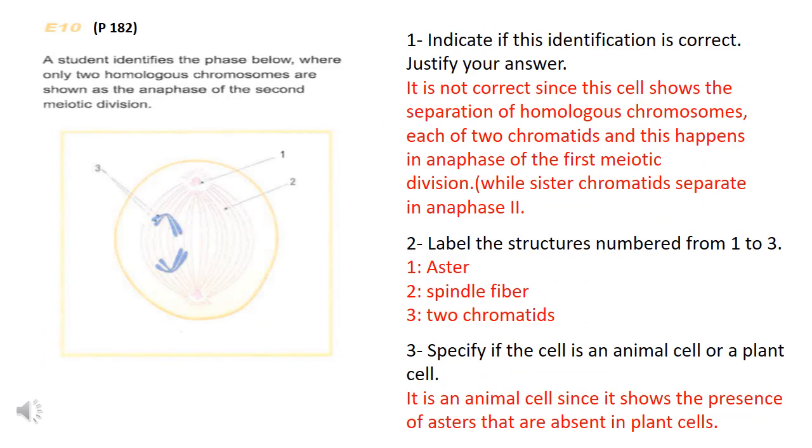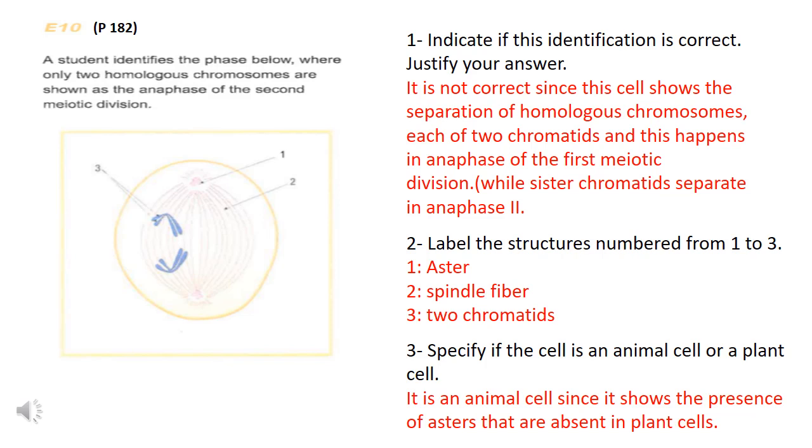Exercise 10, page 182. A student identifies the phase below, where only 2 homologous chromosomes are shown, as the anaphase of the second meiotic division. So the student said that this is anaphase 2. Question 1. Indicate if this identification is correct. Justify your answer. It's not correct since this cell shows the separation of homologous chromosomes, each of 2 chromatids, and this happens in anaphase of the first meiotic division. However, you know that in the second meiotic division, in anaphase 2, the sister chromatids separate, just like in mitosis.